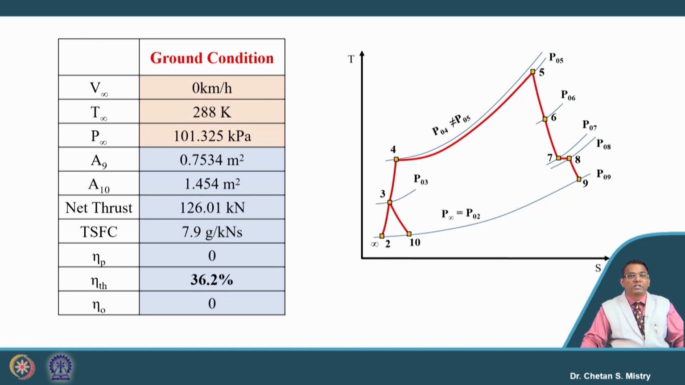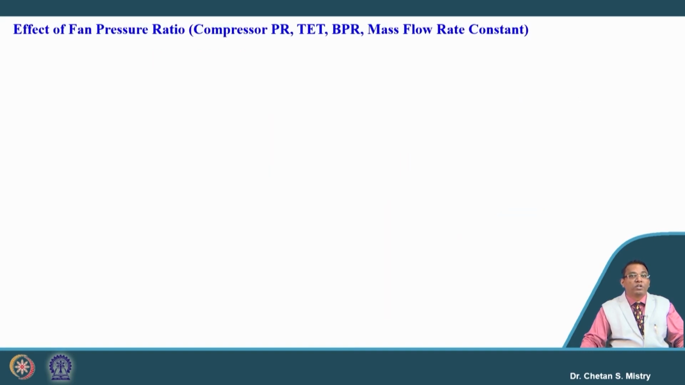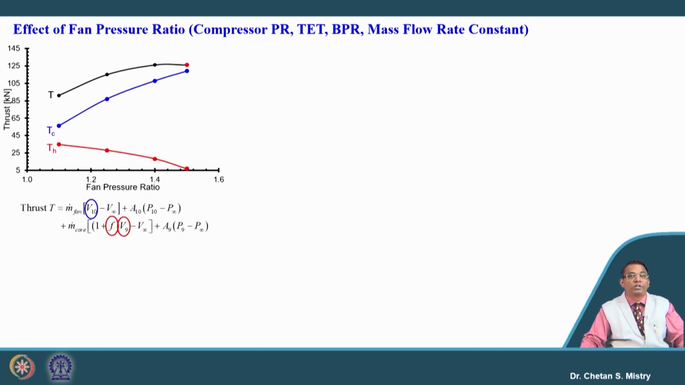Now let us discuss the effect of our cycle parameters on the performance of the engine. We will take the very first parameter as fan pressure ratio, keeping compressor pressure ratio, turbine entry temperature, bypass ratio and flow rate constant. And here, this is representing the effect of fan pressure ratio.